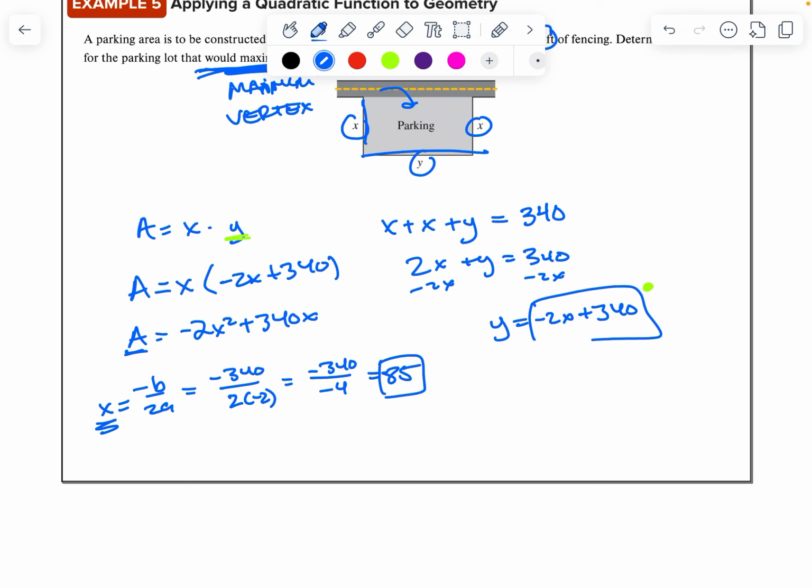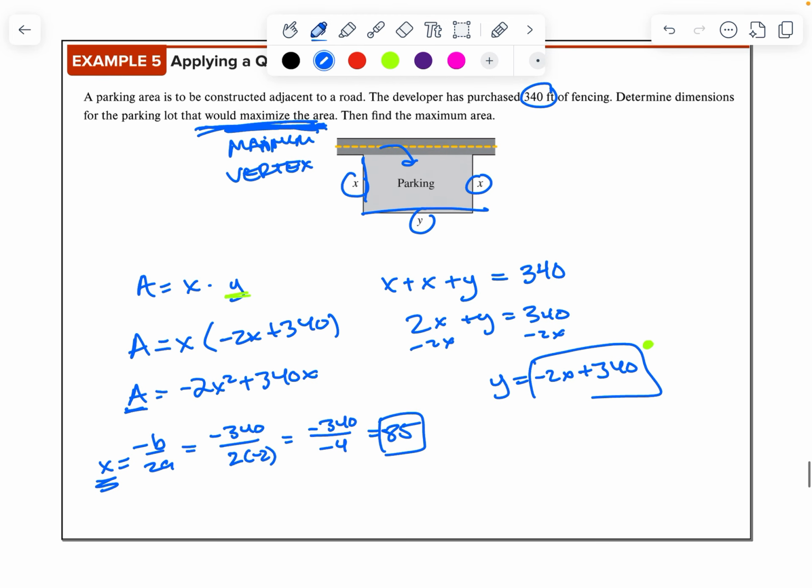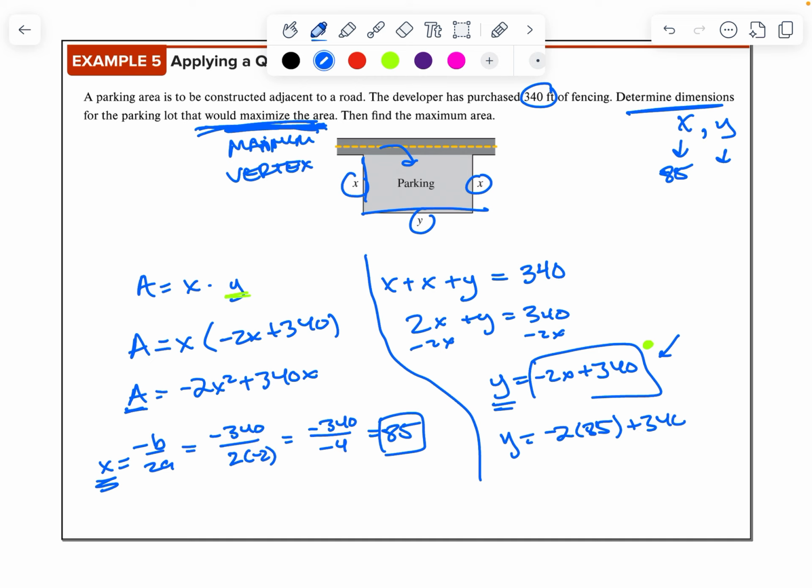We have to go in two sort of directions here, right? We have a right equation and a left equation. If we use this right equation, that'll give us y. It asks first for what are the dimensions. The dimensions are x and y. We have the x dimension is 85. We don't have the y dimension, but we can find it by subbing in 85 here. I can type that in my calculator. Negative 2 times 85 plus 340 gives me 170. Y equals 170.